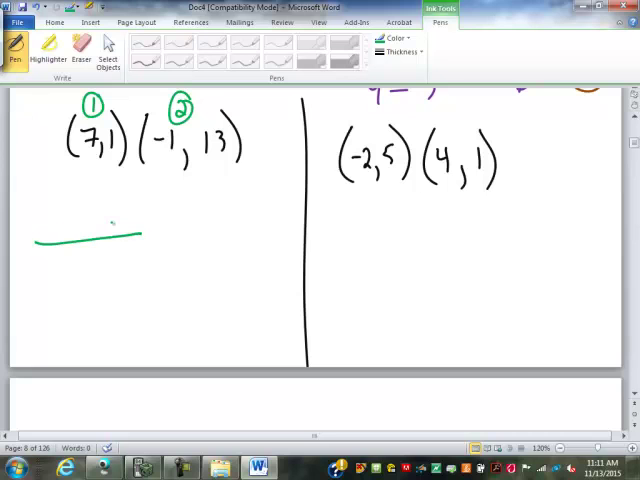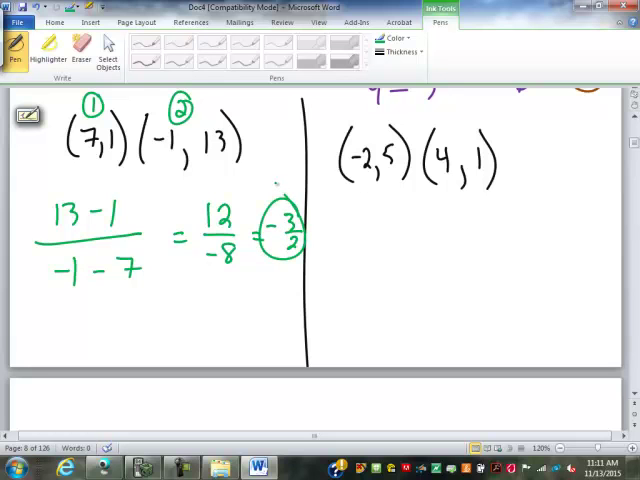Okay, so for the first one, if I call those 0.1 and 2, again, you could switch it around. You could do 0.2 and 0.1. It doesn't matter. But I'm just going to go 1 and 2 right in order. On top, what are we going to have? 13 minus 1, which gives us 12. On bottom, what are we going to have? Negative 1 minus 7, which is negative 8. So that's going to reduce to negative 3 halves.